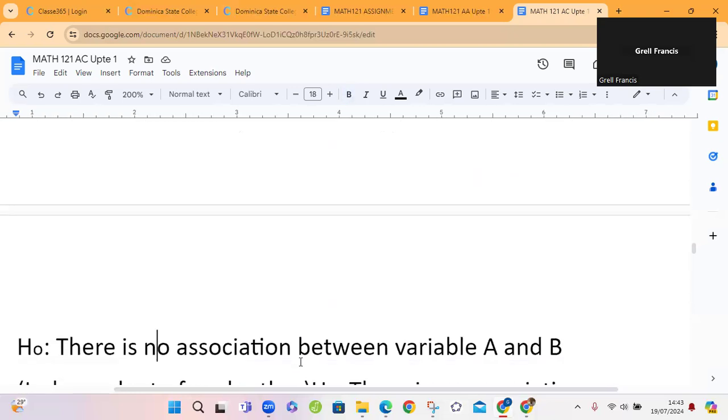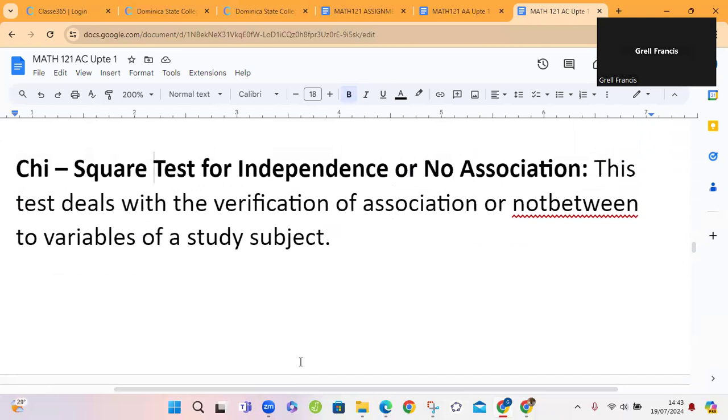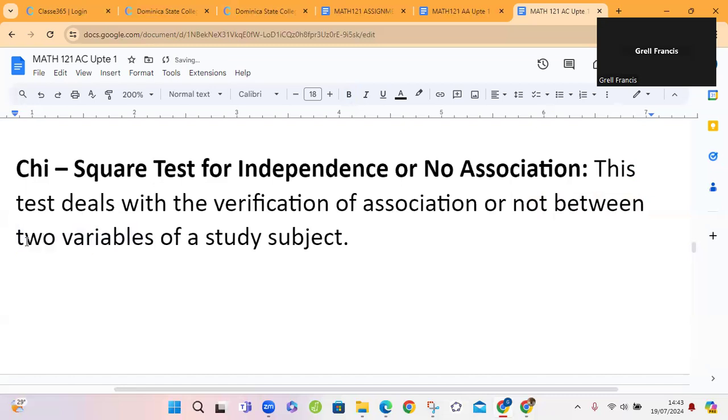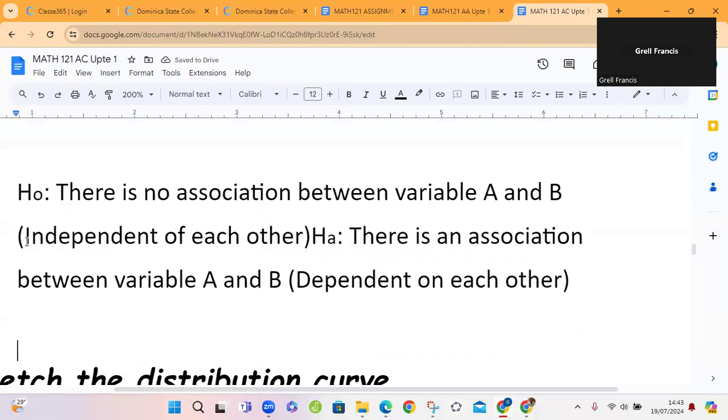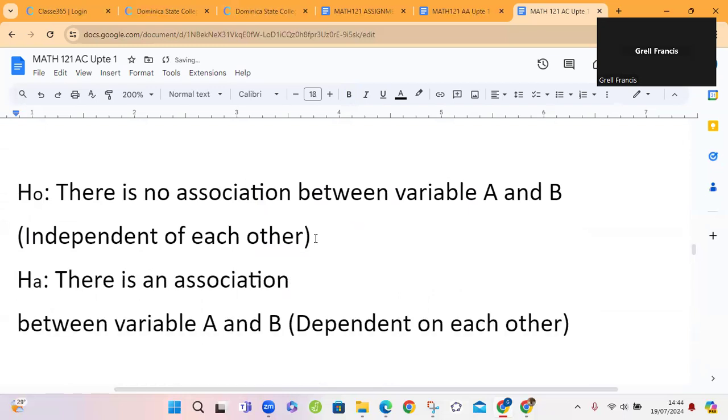And the chi-square test for independence, or chi-square test for no association, deals with the verification of the association or not between two variables of a subject of study. So the null will be saying that there is no association between variable A and variable B, and the alternative will be saying that there is an association between variable A and variable B.